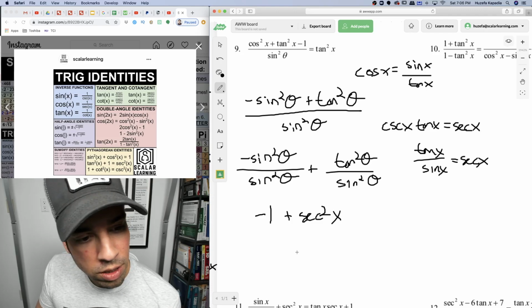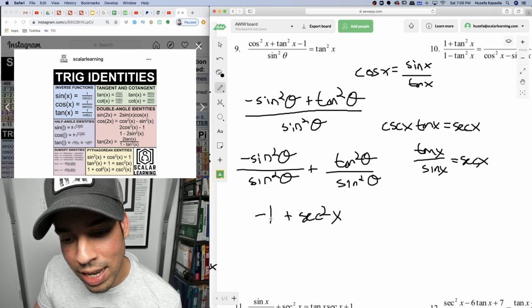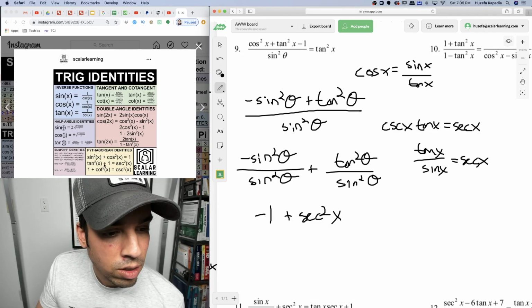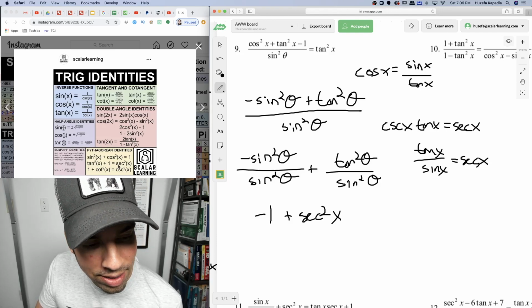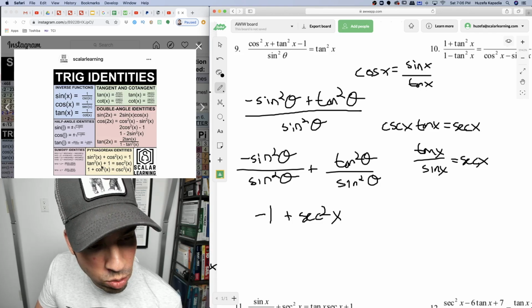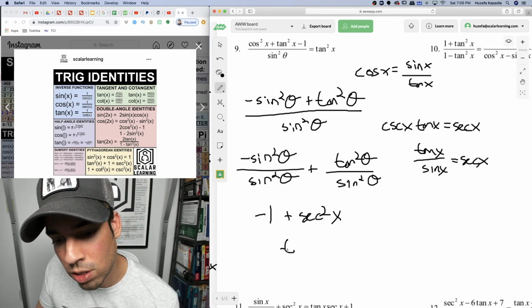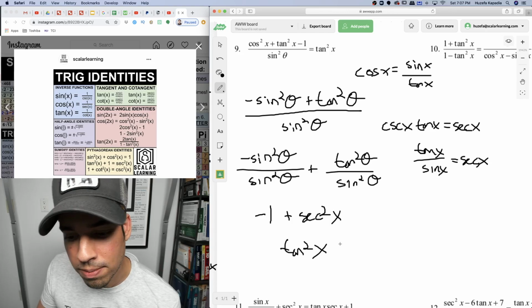Let's just rearrange it. Actually, no, let's leave it just like this. So -1 plus secant squared x. Well, that reminds me of this trigonometric identity. If I subtract 1 on this side, I have -1 plus secant squared x equals tangent squared x, and we're done.